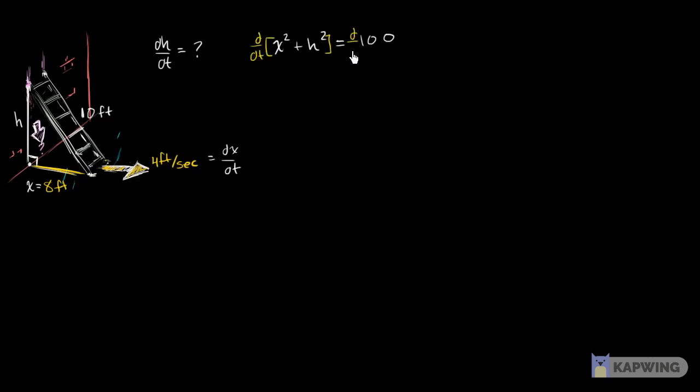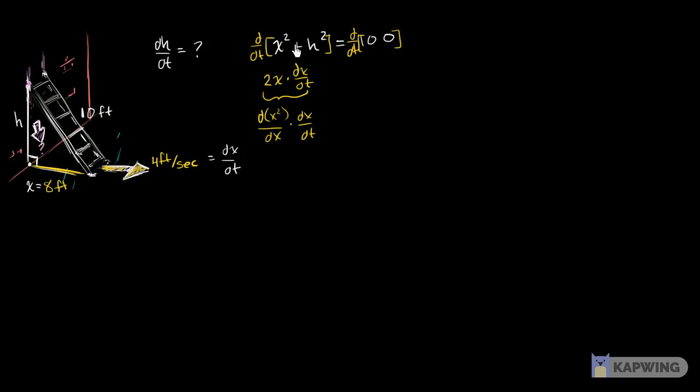So we're doing a little bit of implicit differentiation. So what's the derivative with respect to time of x squared? Well, the derivative of x squared with respect to x is 2x, and we're going to have to multiply that times the derivative of x with respect to t, dx/dt. Just to be clear, this is a chain rule. This is the derivative of x squared with respect to x, which is 2x, times dx/dt to get the derivative of x squared with respect to time, just the chain rule.